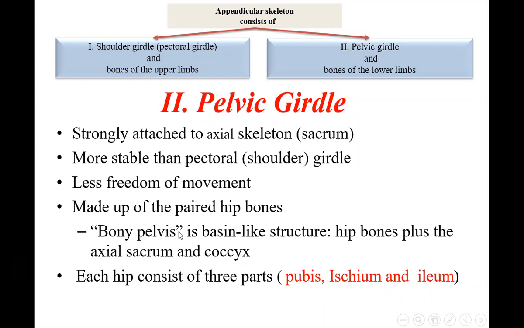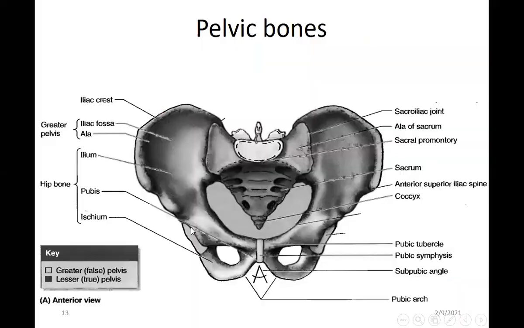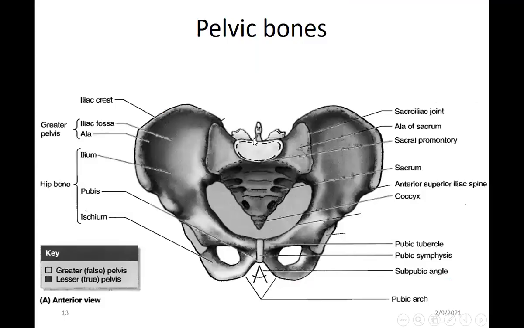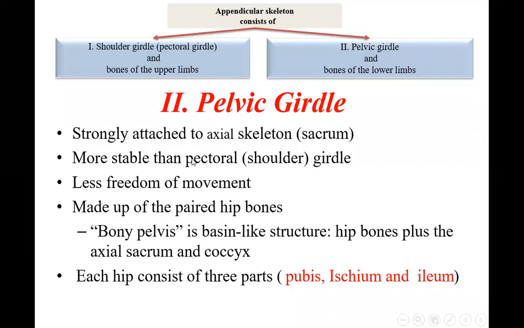This is called the bony pelvis. The bony pelvis is a basin-like structure. The hip bones plus the axial sacrum and the coccyx form the bony pelvis. Along with the two hip bones, the sacrum and the coccyx, this whole thing is called the bony pelvis. The pelvic girdle is only these two bones. The two hip bones are called the pelvic girdle, and along with the sacrum and the coccyx, this is called the bony pelvis.